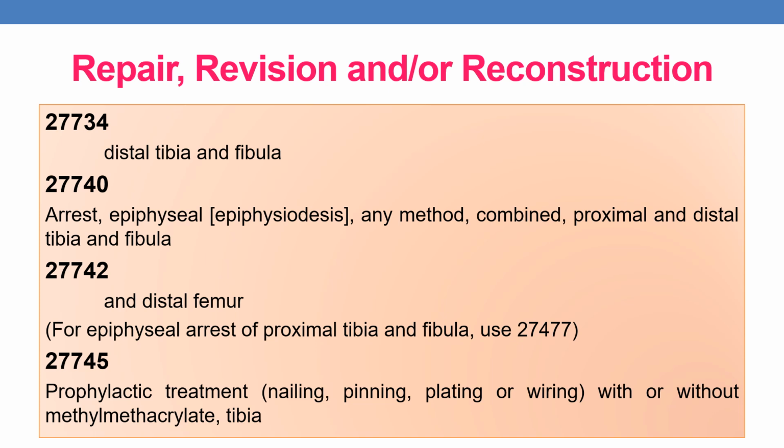The next CPT is 27740. Arrest, epiphyseal, any method, combined proximal and distal tibia and fibula. And for the arrest of epiphyseal, any method, distal femur, if it is proximal and distal tibia and fibula and distal femur, then the CPT is 27742. And for epiphyseal arrest of proximal tibia and fibula, you need to refer 27477.